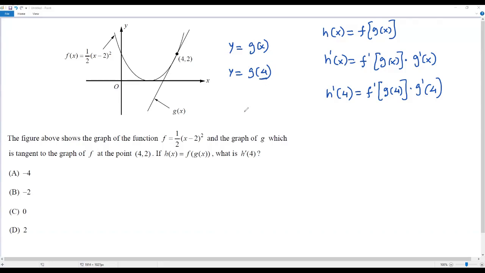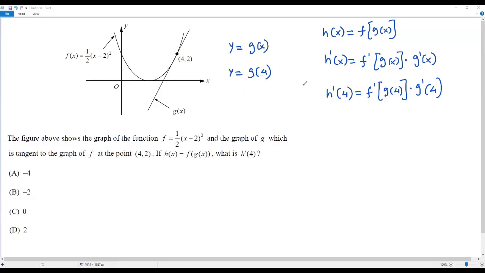Now we have to go to the graph of the function g and get the y coordinate when x equals 4. Actually, the question says g is tangent to the graph of f. So here we have the function g of x. This line is the graph of the function g of x. On the graph of this function g of x, I mean on this straight line, let's consider the point (4, 2) over here. When x equals 4, y equals 2. So the value of g of 4 is 2. That is the value of the y coordinate when x equals 4.